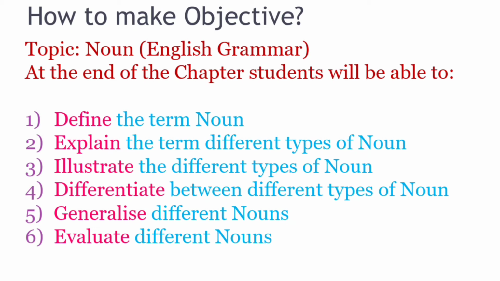Last is evaluate. My last objective is evaluate different nouns. Now this is basically related with judging the value of the material for a specified purpose. Here the judgment will be done on the basis of internal and external judgment. Here the child will be able to understand, he will be able to judge what is needed and what is not needed. So I have used evaluate as an action verb. You can use associate, compare, conclude, criticize, evaluate, identify, judge, recognize, relate, and many other action verbs.